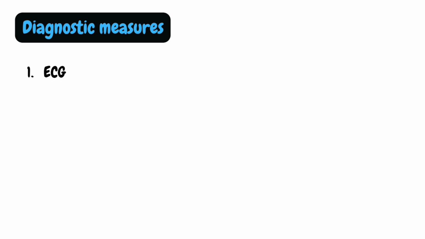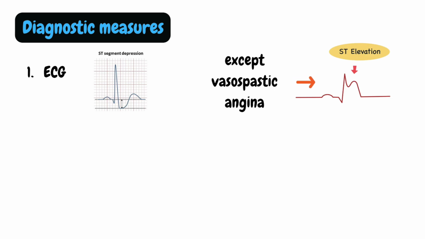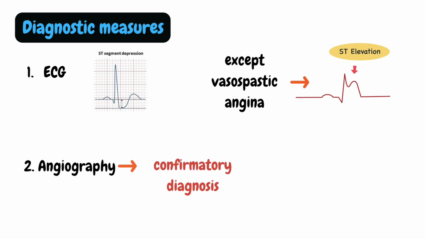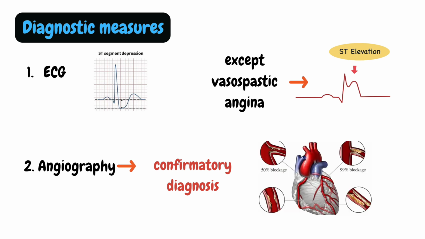Next is diagnostic measures. For early diagnosis, we can do ECG. ECG will show ST segment depression, T wave inversion except in vasospastic angina. Confirmatory diagnosis is angiography, in which we can visualize blockage or narrowing of coronary arteries. Cardiac markers will be normal.